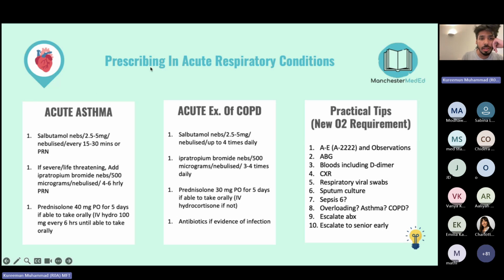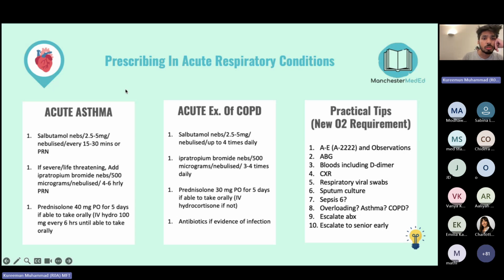So here I've just put in a tiny bit about some practical tips in real life. On the ward, if someone has an exacerbation of asthma or COPD, this is how you would approach it. It's not really relevant to the PSA, but it's just for you to know. In real life, you do an A2E, you look at their obs, you do an ABG, you do bloods just to rule out any infective causes and rule out other things, like you would do a D-dimer to rule out a PE if it is an acute shortness of breath episode. You would do a chest X-ray to look for any infective signs, whether they have pneumonia or not.